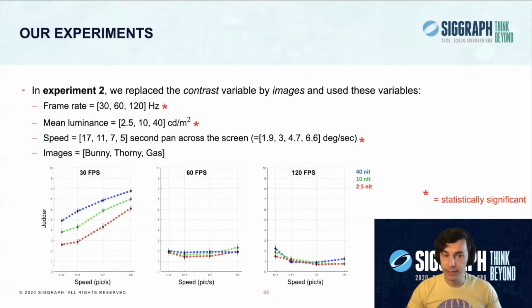Here are the results for the second experiment. The first three variables, frame rate, luminance, and speed, were once again found to be significant, and images was not found to be significant. So these plots average out over that. Once again, the 120 FPS and the 60 FPS plots don't have a lot of judder, but the 30 FPS version, once again, shows us a similar result as last time, with this nice clean separation between the different brightness levels and the increasing trend of more judder with more speed.